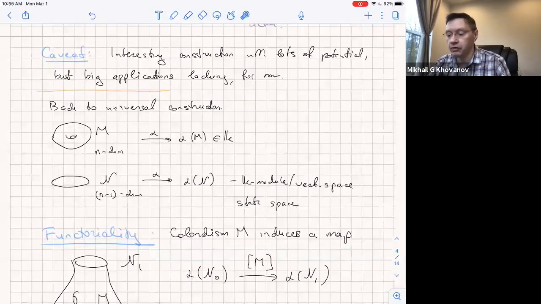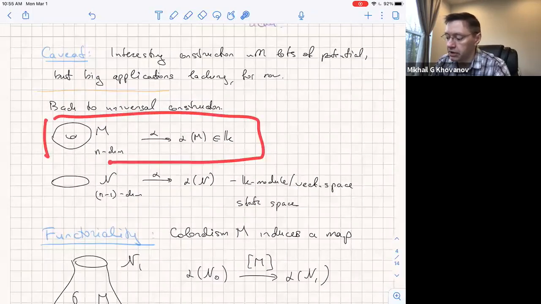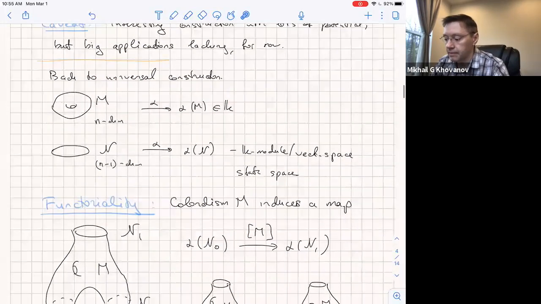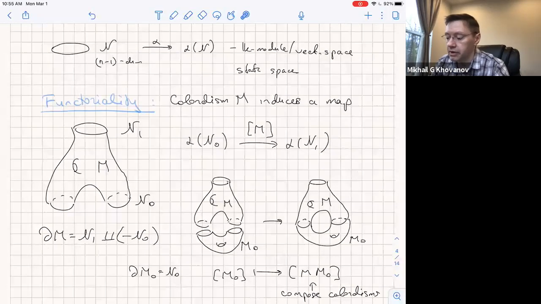So I still need to give you a non-trivial example of this. And so let's go back to this construction. Again, we start by assigning numbers, elements of the field, to closed n-dimensional objects, for instance, n-manifolds. And then, given that assignment alpha, we build state spaces for (n-1)-manifolds. And so by construction, this is functorial. So given a cobordism M from an (n-1)-manifold N0 to an (n-1)-manifold N1, this cobordism M induces a map between the state spaces from alpha of N0 to alpha of N1.